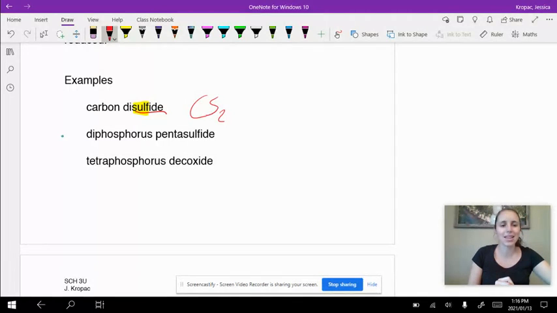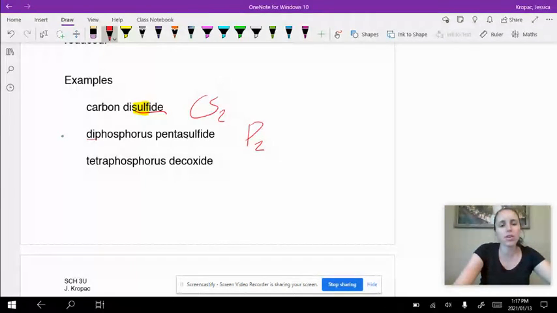Let's try the next one together, diphosphorus pentasulfide. So we're going to look at the first element, and the first element is phosphorus. If I take a look at the periodic table, phosphorus is represented by a P. Now I want to use the prefix to tell me how many phosphoruses I have. The prefix di means 2, so I have 2 phosphorus atoms.